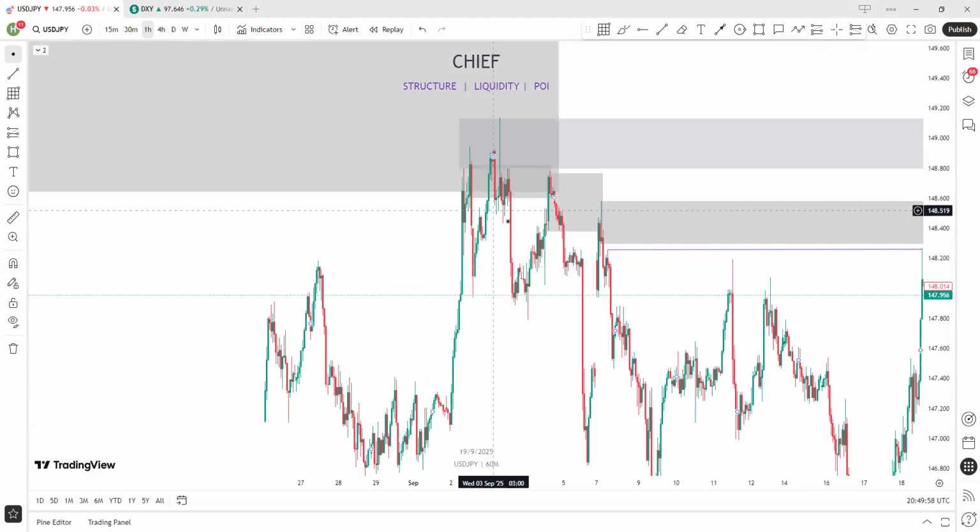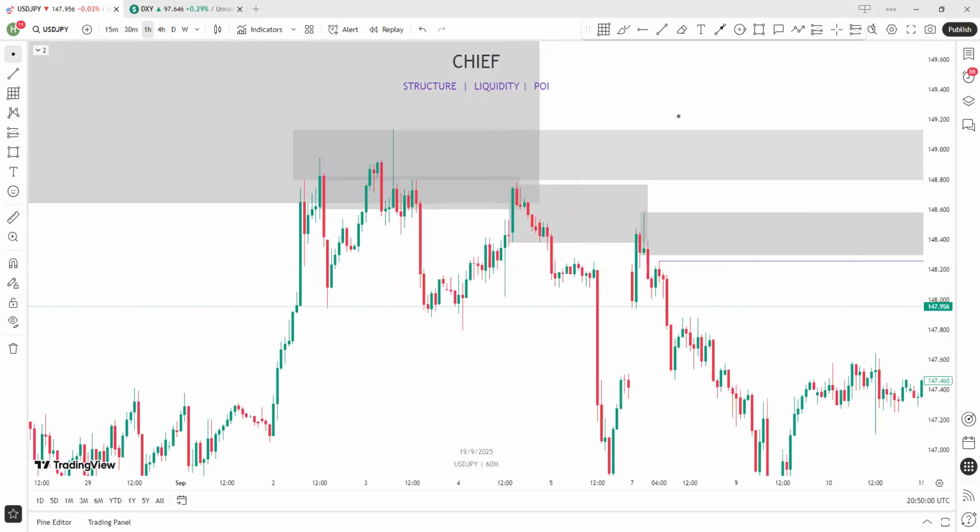So the reason I am more skeptical that that thing will work is, take a look at what we have here. This supply that worked here now did not have inducement. Price did not engineer liquidity, a clear one. And then it still worked.